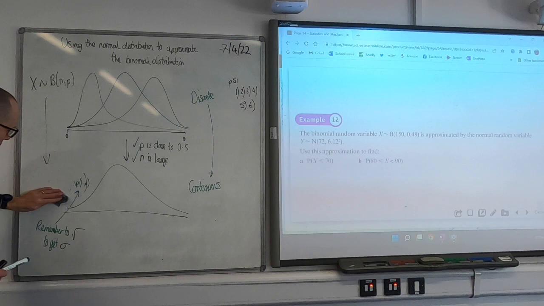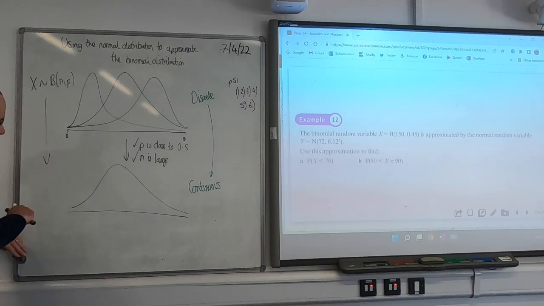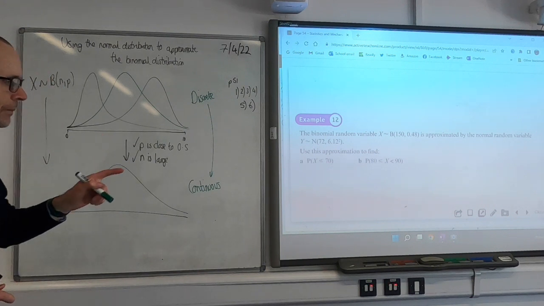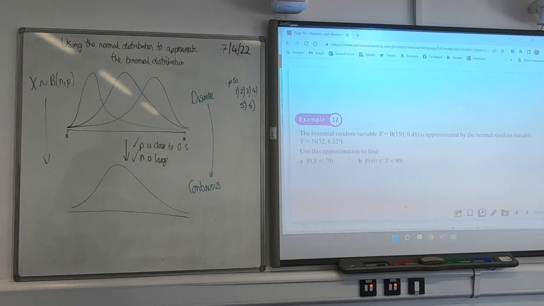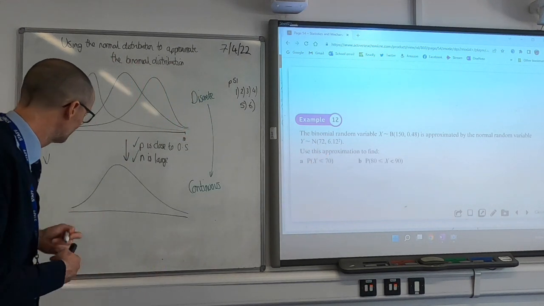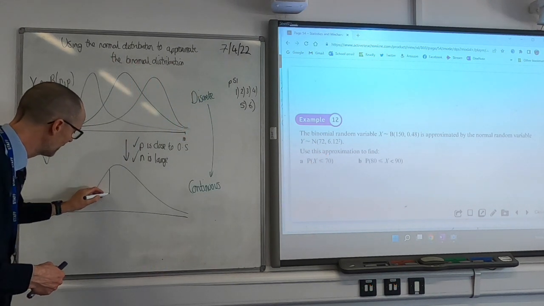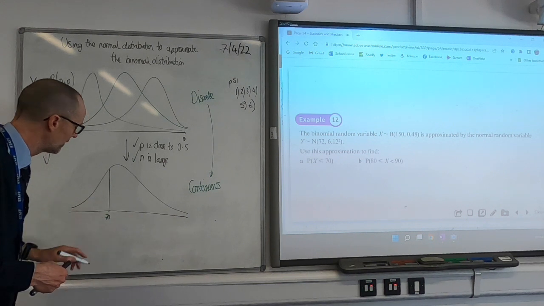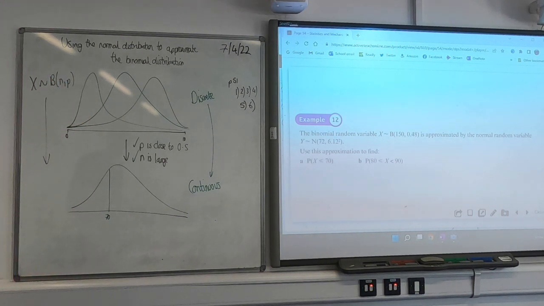So here we are with our normal distribution. And we are asked for the probability that x is less than 70. The mean is 72. So I know my answer is going to be less than half.